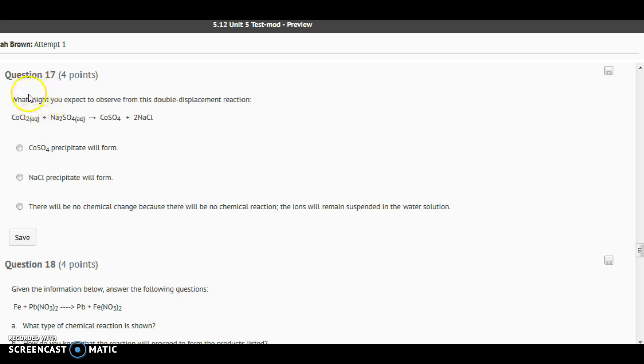Question 17. What might you expect to observe from this double displacement reaction? CoCl2 plus Na2SO4 yields CoSO4 plus 2NaCl. A, CoSO4 precipitate will form, B, NaCl precipitate will form, or C, there will be no chemical change because there will be no chemical reaction. The ions will be suspended in the water solution.